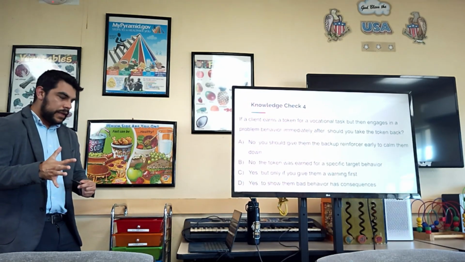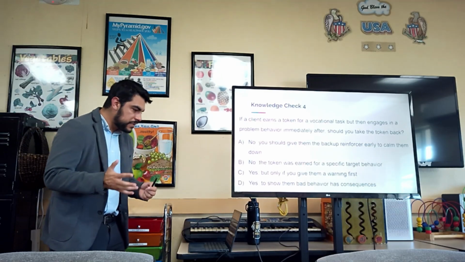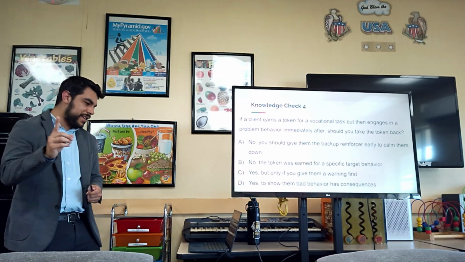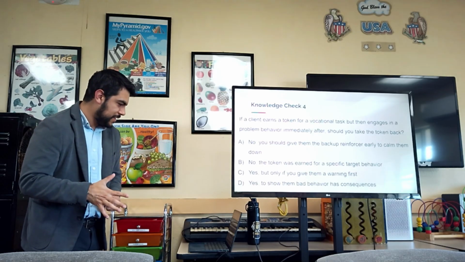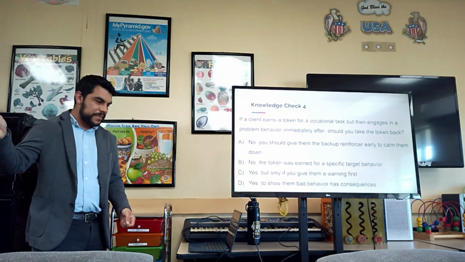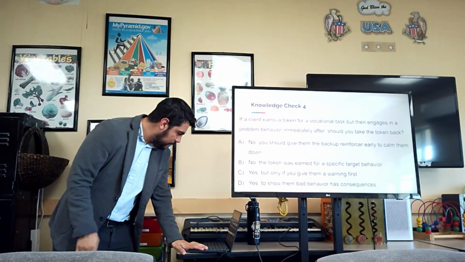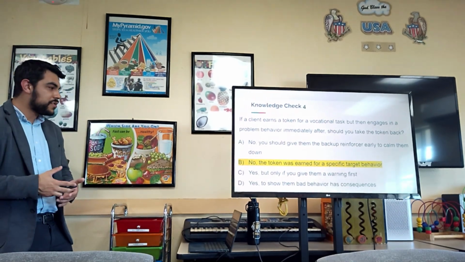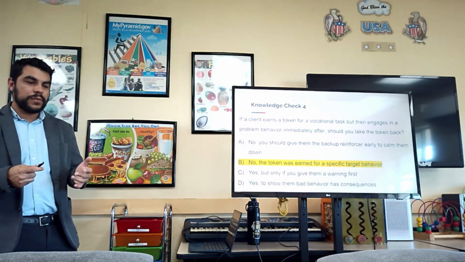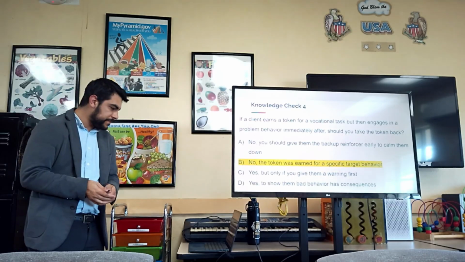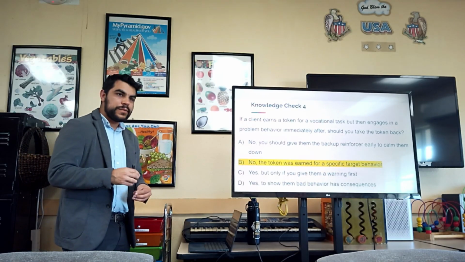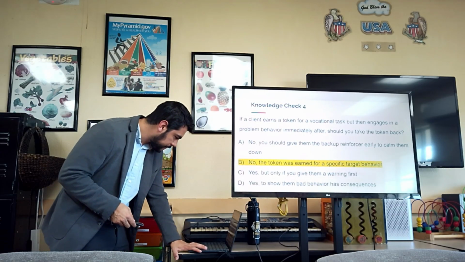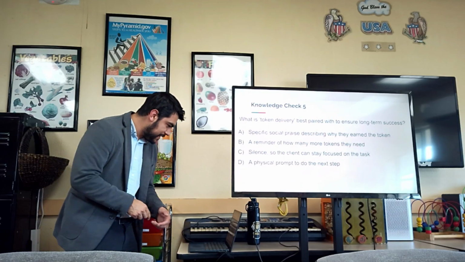Okay. If a client earns a token for a vocational task but then engages in problem behavior immediately after, should you take the token back? So I'm hearing B. B. Yes. They did what the exchange rate or the rule stated, so they get to keep it, and that's theirs. And we would have a different approach for the problem behavior. Awesome. And last one, guys.